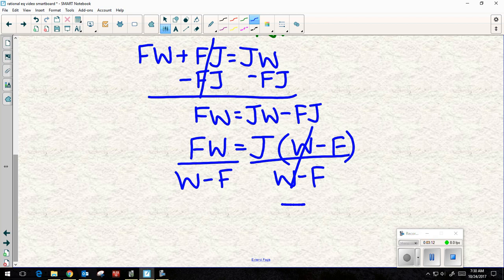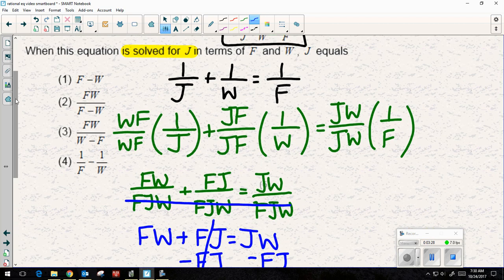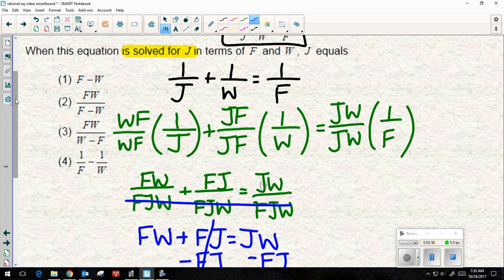So these are going to cancel. I'm left with J equals, and now on the left side, I can't combine, I can't divide, so I just rewrite it. FW divided by W minus F. So I'm going to go back up to my answer choices, and it is answer choice 3. Be careful here with your subtraction. It was FW over W minus F.